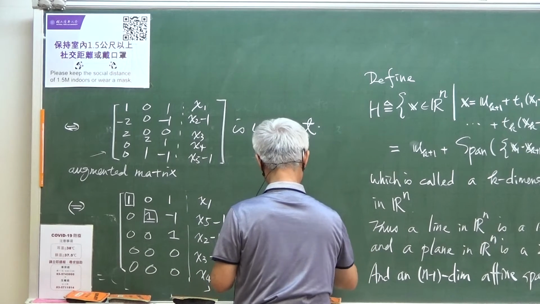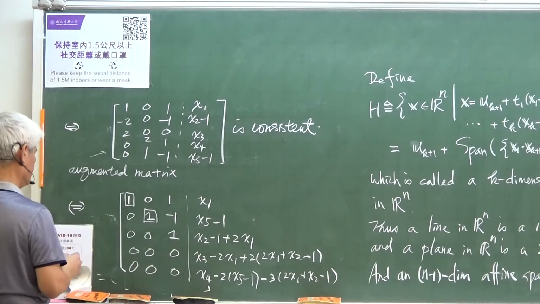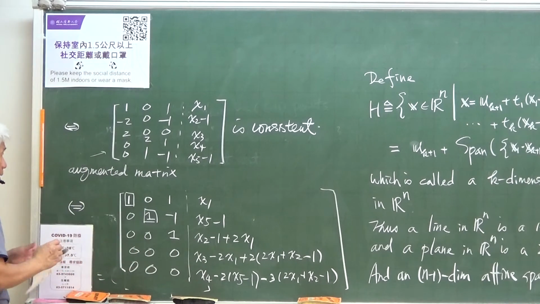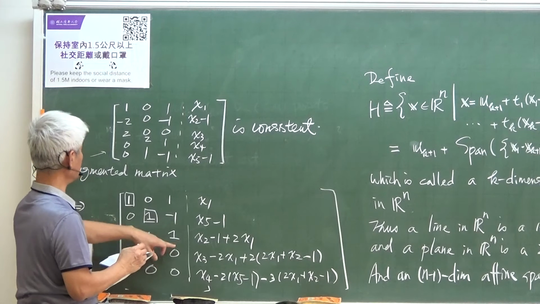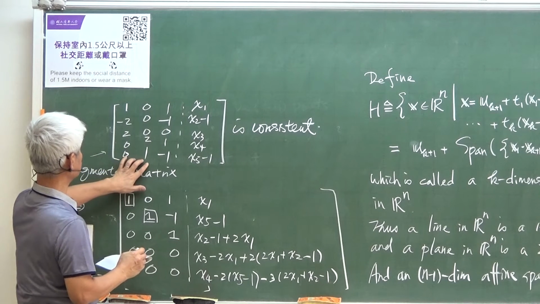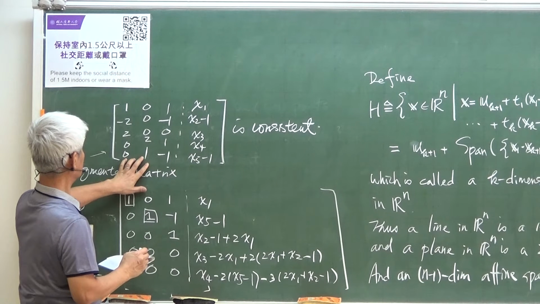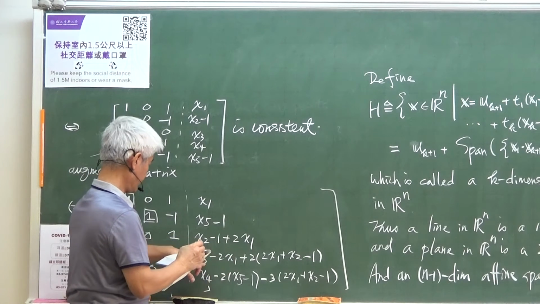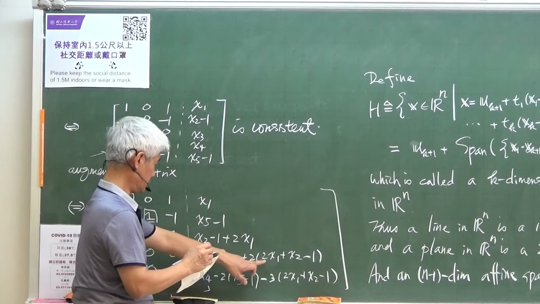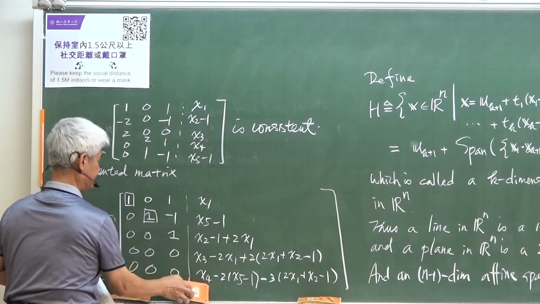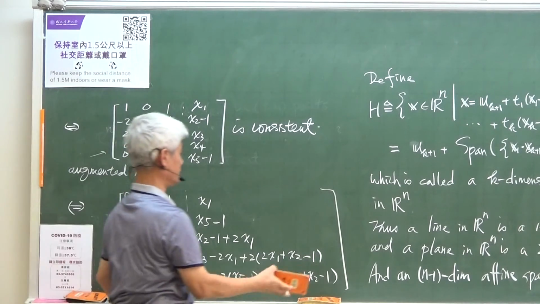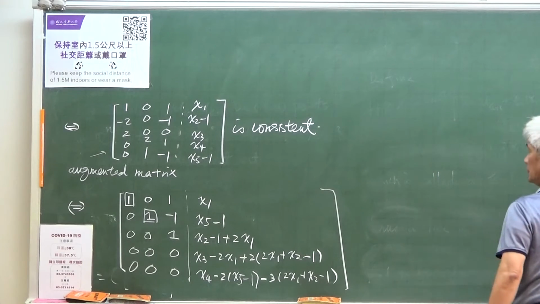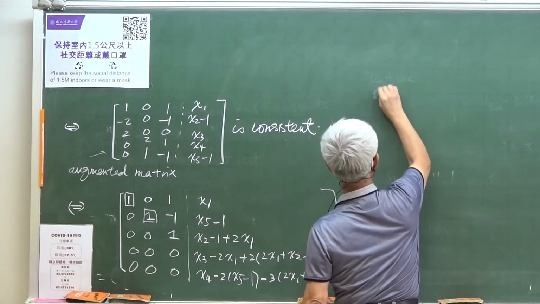I think this is correct. This is minus 1. Okay, so we have x1, x5 minus 1, and here by elimination, we have x2 minus 1 plus 2x1, x3 minus 2x1 plus 2x1. Okay. All right. So this is the matrix after the elementary row operations. All right. So this augmented matrix is consistent.